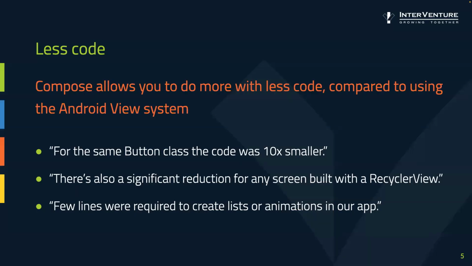And here are the impressions from some of the companies which already integrated Compose in their projects. As you can see here, they state that styling is much easier. They achieved it with a 10 times smaller code base. Also a significant reduction for screens with lists included. And as we know, most of the screens on mobile phones use lists to show data. And lastly, writing animations is much easier with Jetpack Compose.